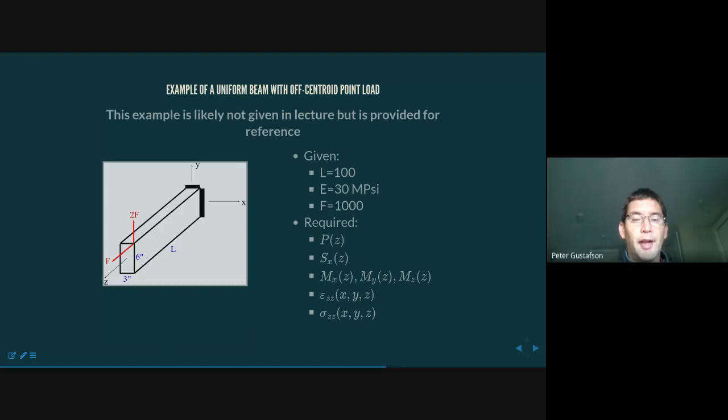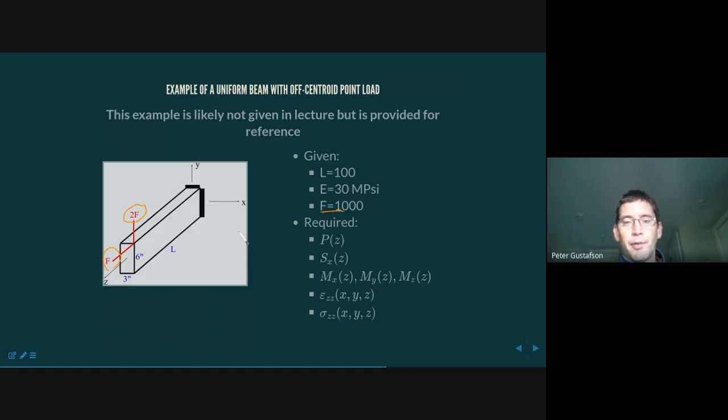I'll say that the overall length of this thing is 100. I apparently failed to put the units on here, so the unit on that length would be inches. In this case, the modulus would be mega psi, 30 mega psi for the modulus, and the force is 100 newtons. Here I'm actually saying F is equal to 1,000, but I'm applying it 2 times at the end in the Y direction and 1 time along the axis of the beam direction.